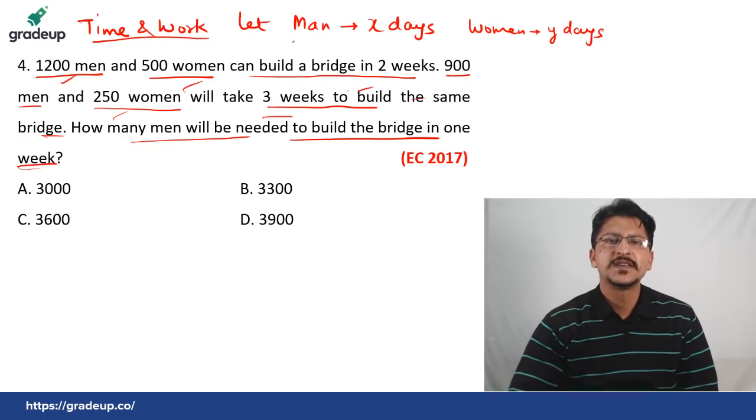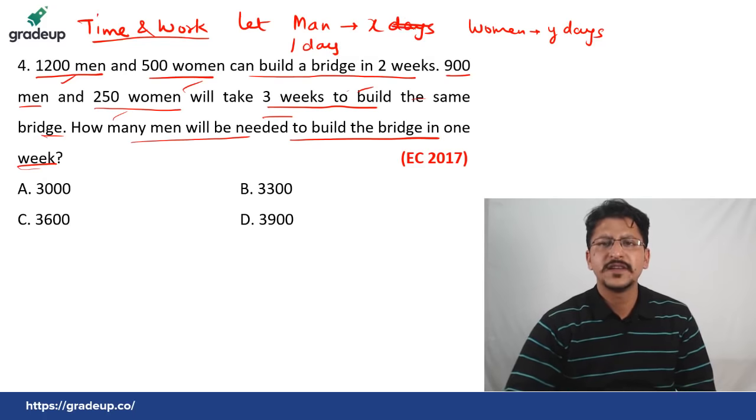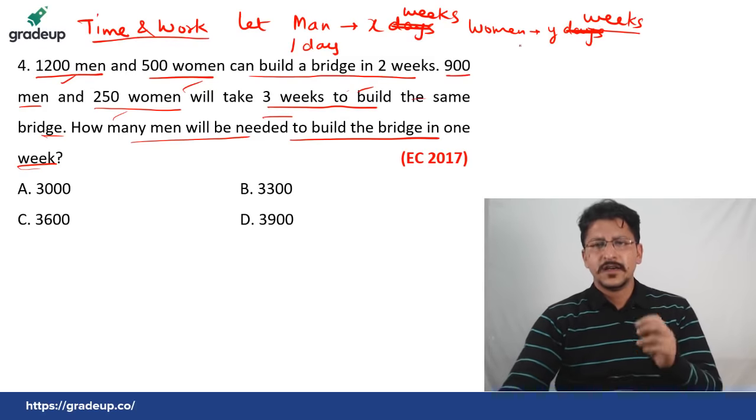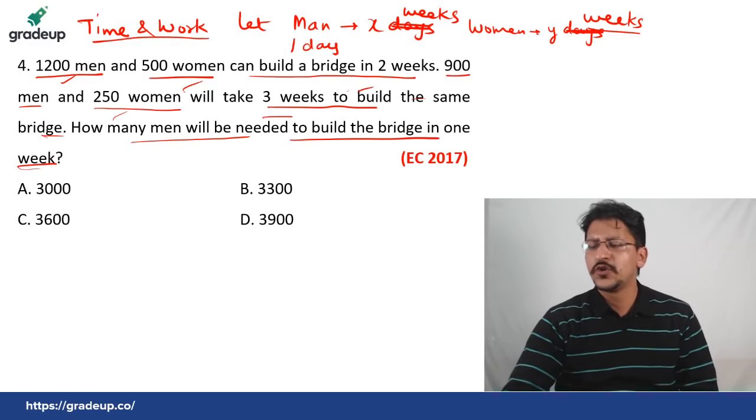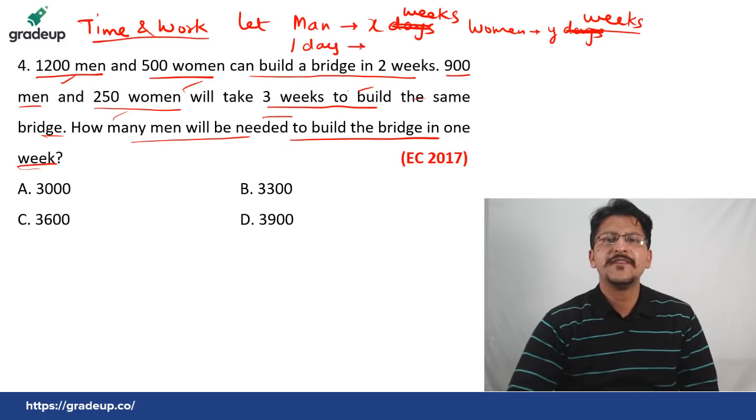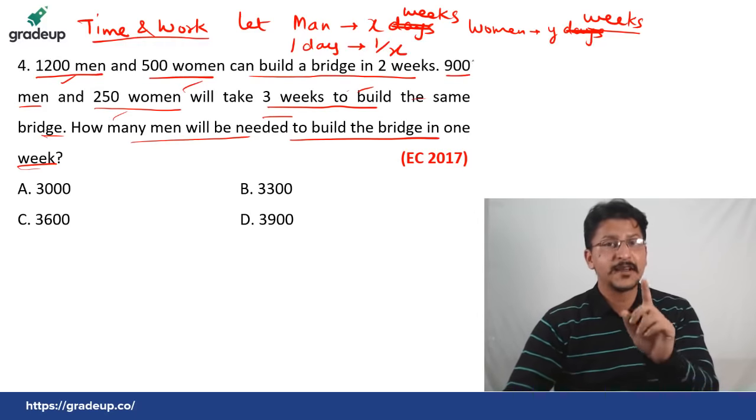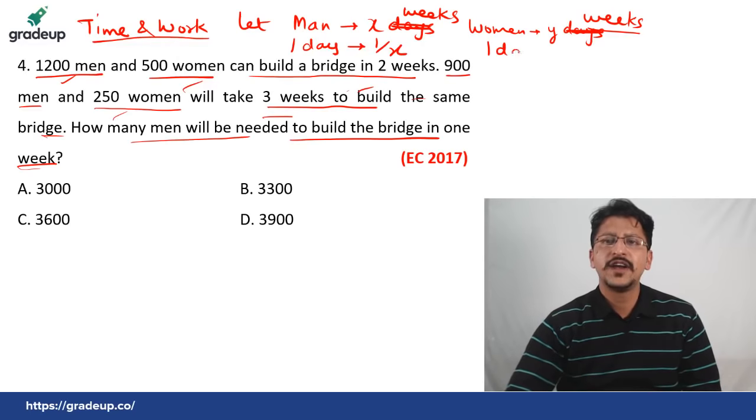So the man's 1 day work will be how much? Since it is asked in weeks, let us take it in weeks only. That will be convenient. Otherwise, we have to divide by 7, so we are not doing that. So the 1 week work of a man will be 1 by x for a single man, and the 1 week work of a woman will be 1 by y.